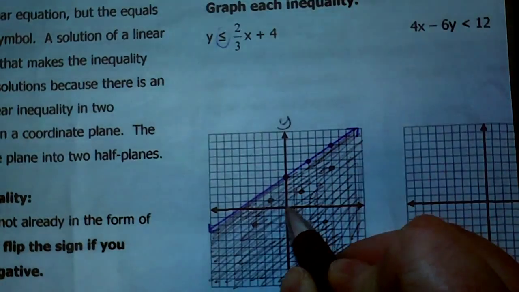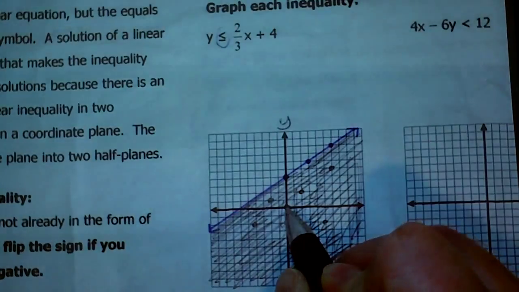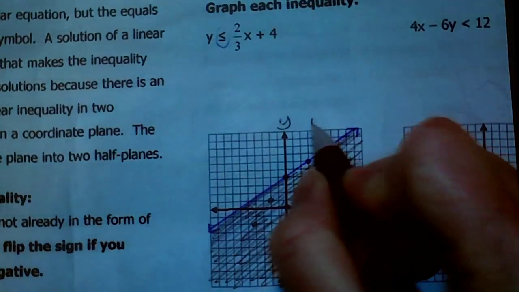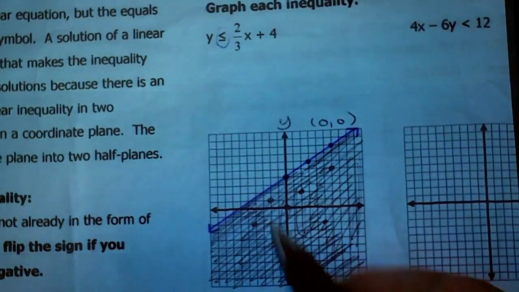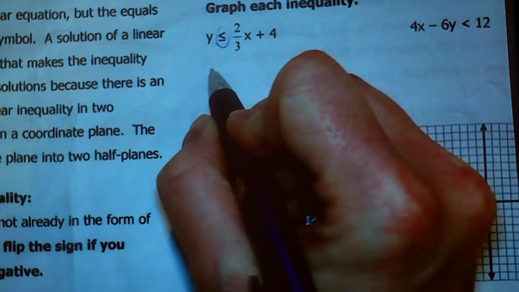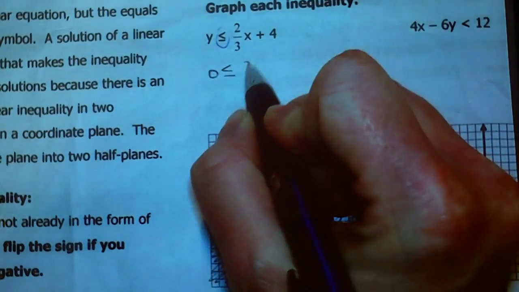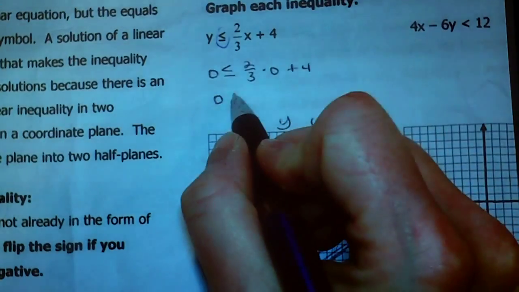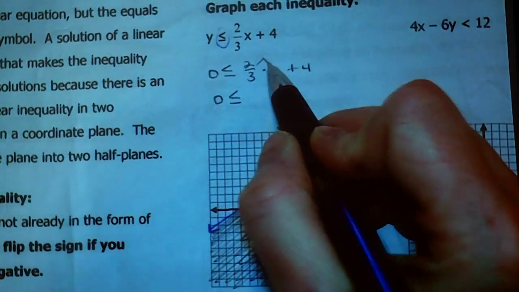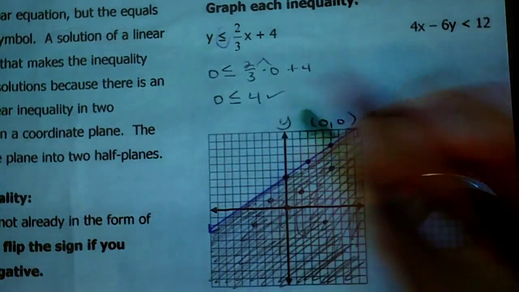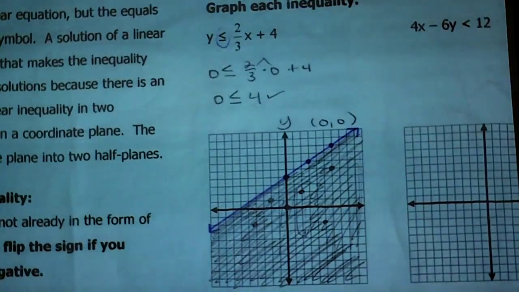A really easy solution point to plug in is 0, 0. So if you see that 0, 0 is on there, I would use that. And this is what I mean by checking solution points. If I'm going to choose 0, 0, because that's a portion of this graph, then I'm going to plug 0 in for x and 0 in for y. So 0 should be less than 2/3 times 0 plus 4. Is 0 less than or equal to 2/3 times 0, which is 0, and 0 plus 4 is 4? Is 0 less than or equal to 4? It sure is. That means we shaded it in the right direction.